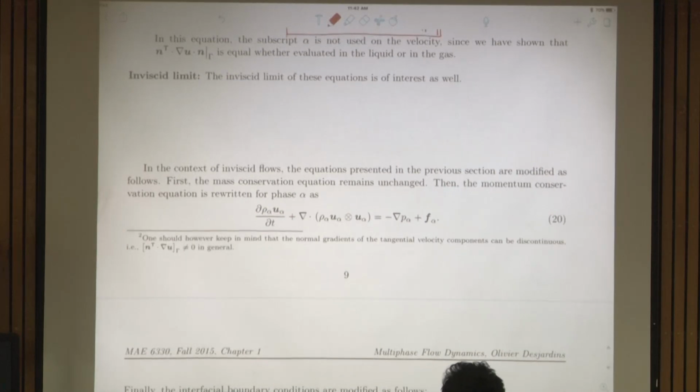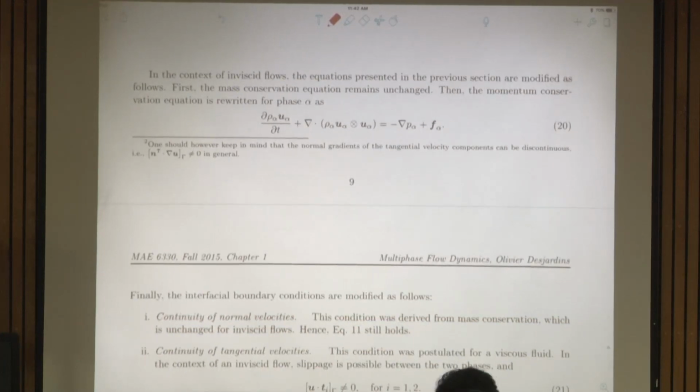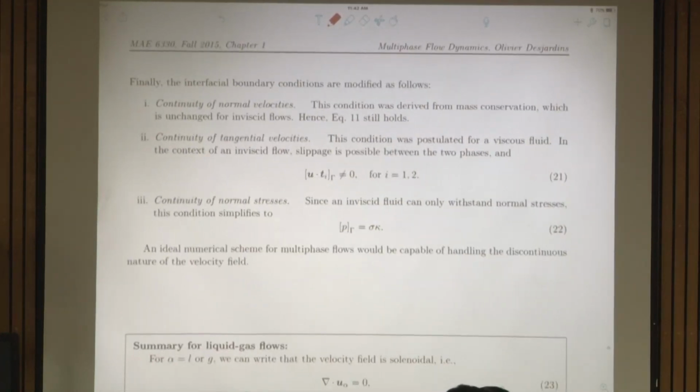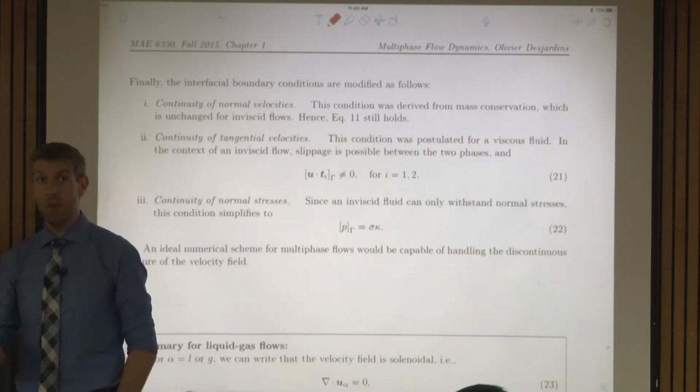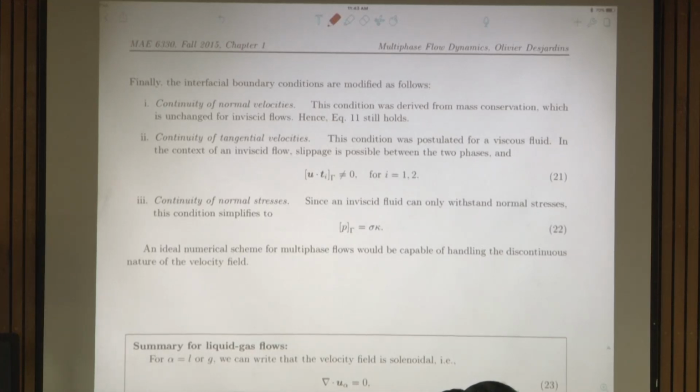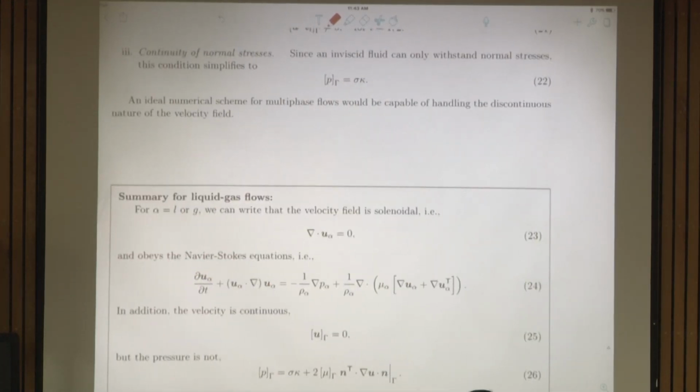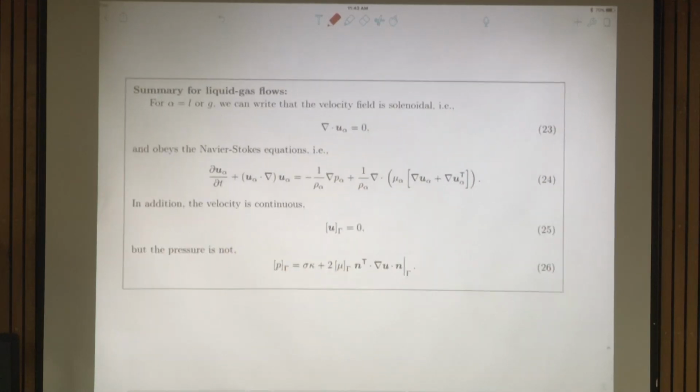So I had something on the inviscid limit. I'm not going to mention that again. I think I've said it already, but the main point here is that in a general situation, if you're inviscid, mass conservation still requires continuity of normal velocities, but you don't have this assumption of a viscous fluid that allows you to require the continuity of the tangential velocities anymore. There is nothing you can say about it. You've just lost any constraint. As a result, the continuity of normal stresses boils down to the jump of pressure being equal to sigma times kappa. All right, I think those equations are summarized down there, but I don't have anything to add on this.